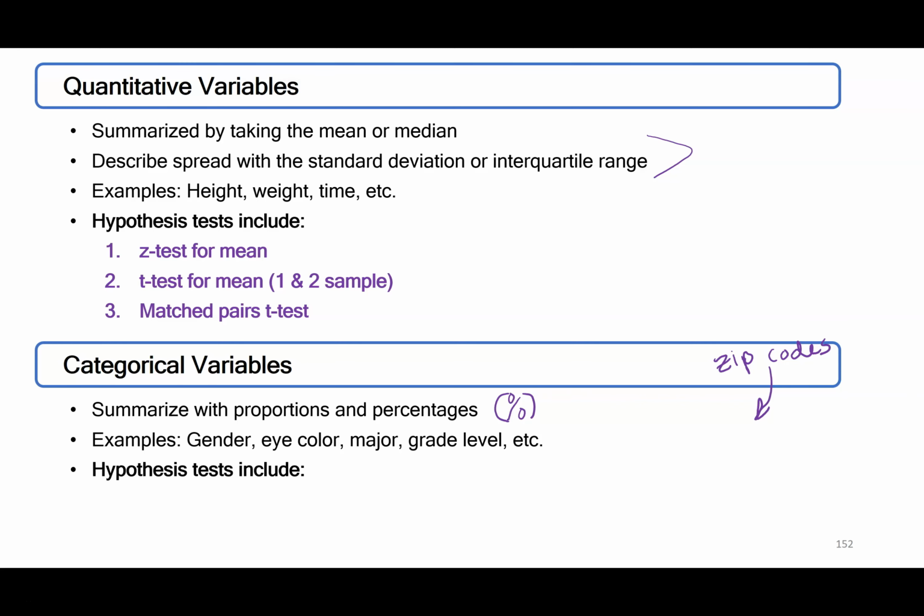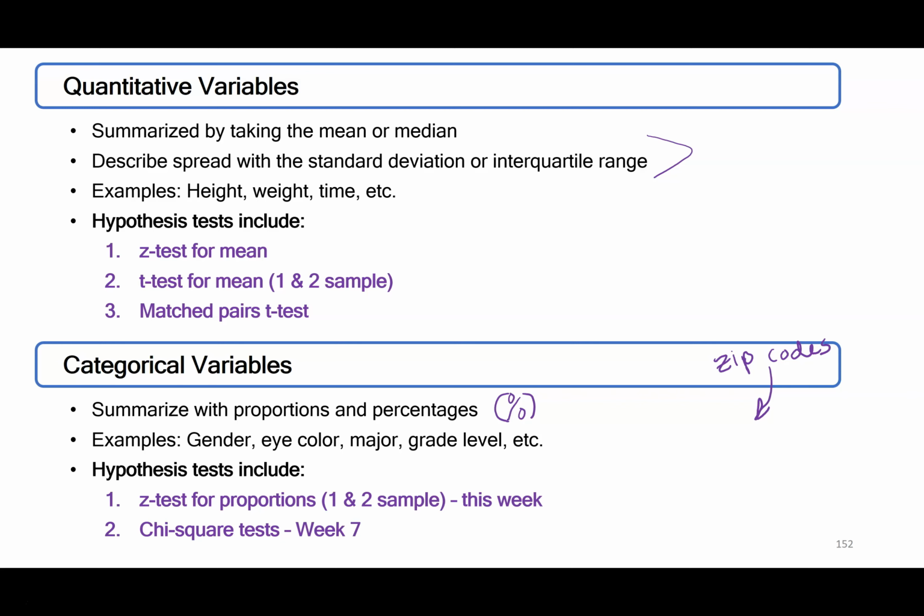So our hypothesis test for this, we are actually going to use Z methods. So we'll have a Z test for proportions. We'll have a Z test for a single proportion, and we'll have a Z test for a difference in two proportions. And that's what we are looking at this week. And then chi-square tests. So that's going to be in week 7.